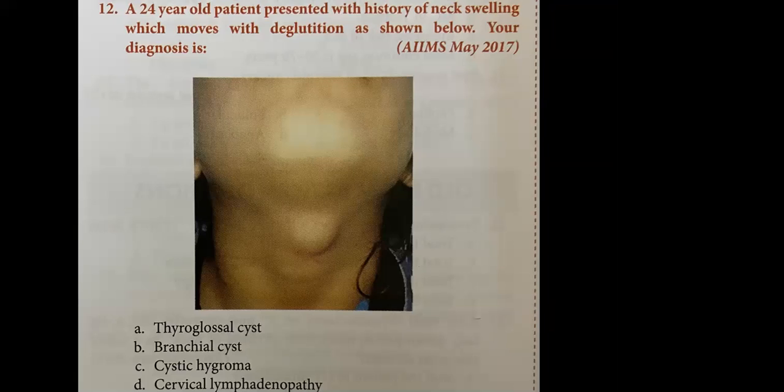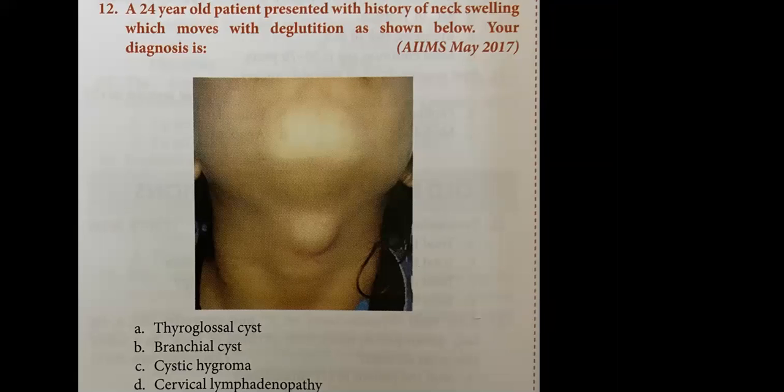So what are the boundaries of the posterior triangle? Anteriorly, it is formed by the posterior border of the sternocleidomastoid. Posteriorly, it is formed by the anterior border of the trapezius muscle. The base is formed by the clavicle.